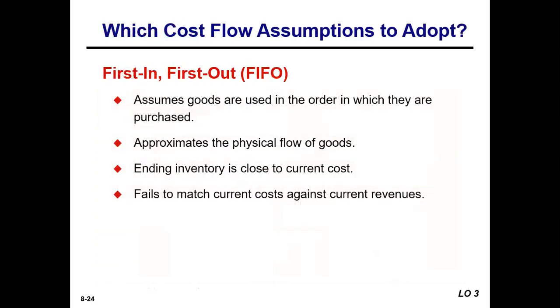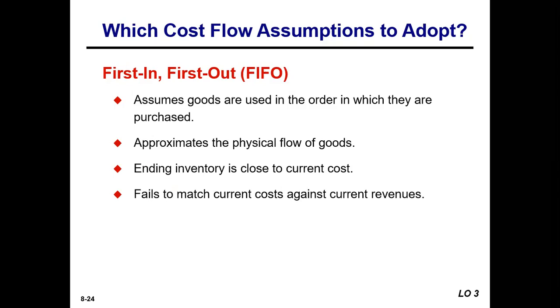All right, so FIFO, first in, first out. Goods purchased first are the first to be sold, right? So the older goods get sold first. The newer purchases, or the newer goods, are what end up in ending inventory. So the newer goods in ending inventory have a cost that more closely approximates the current cost, right? It approximates the physical flow of goods for most businesses. FIFO is used most often.